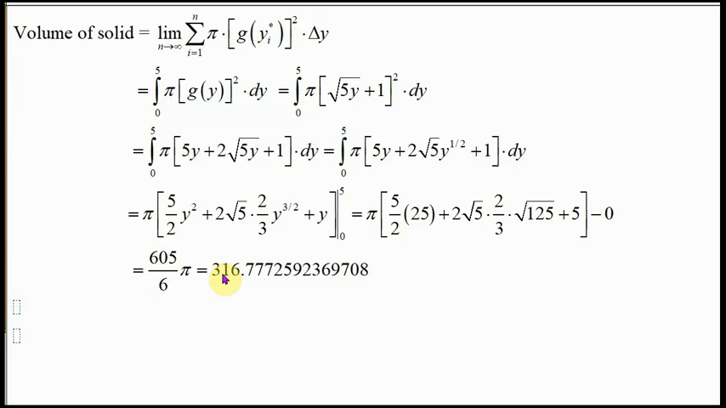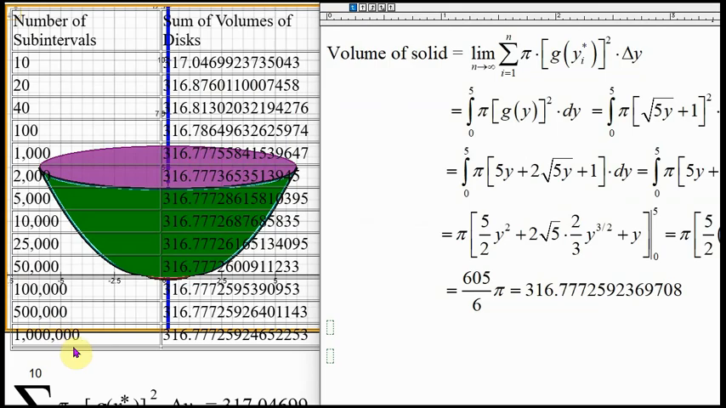If we compare this value here with the case where we divide the solid of revolution into a million slices, we will see that the two values are very close to each other. And so once again, here's the case for a million slices: 316.77725924. We can see that it's very, very close to this number right here. And so the exact volume for this solid of revolution is 605 over 6 times pi.